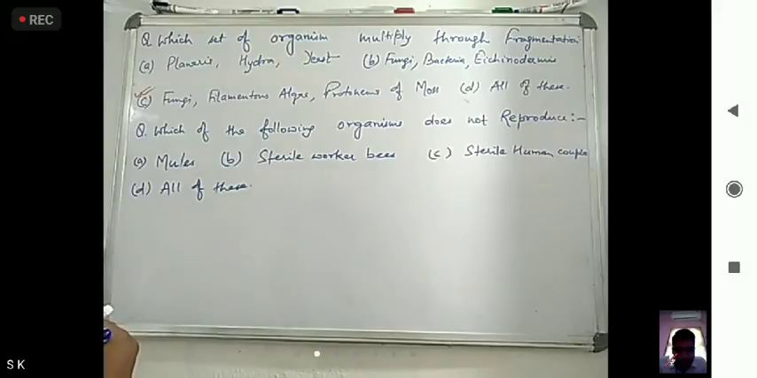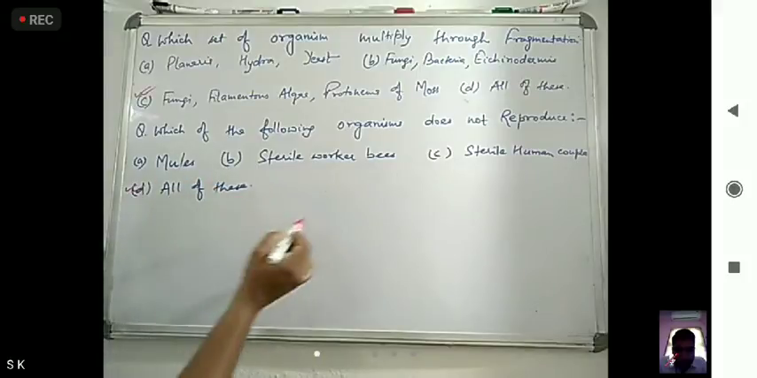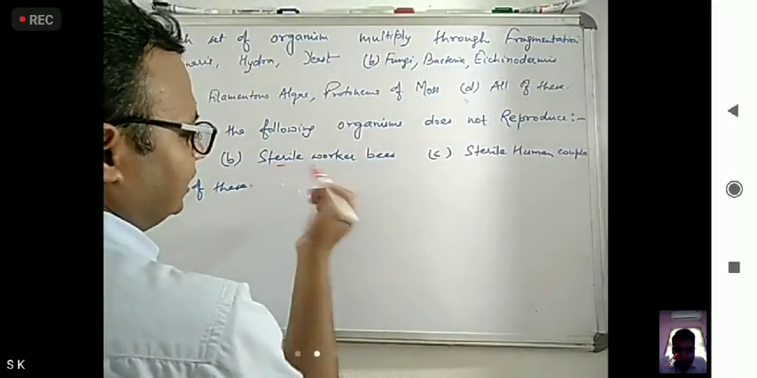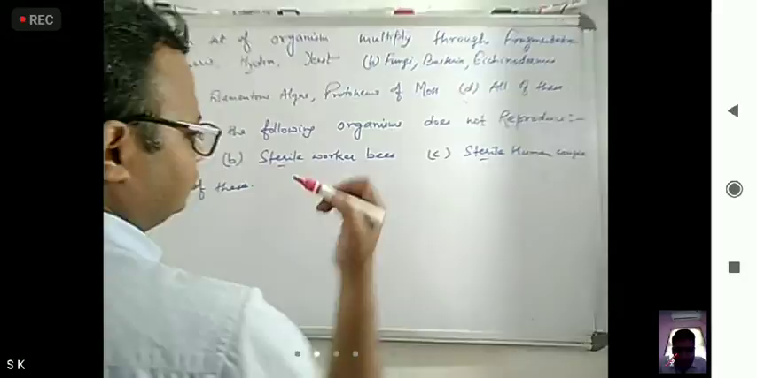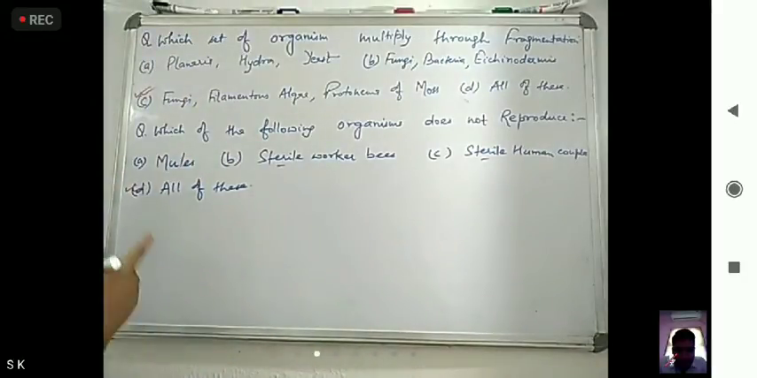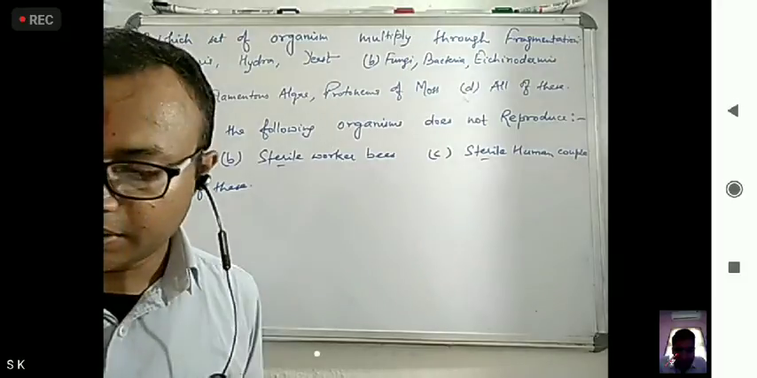So what will be the answer? Which of the following organisms does not reproduce? Mules are not reproducing, sterile worker bees are already sterile, so these are also not reproducing. Okay, so all of these is the correct option.